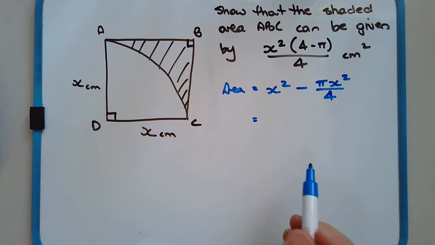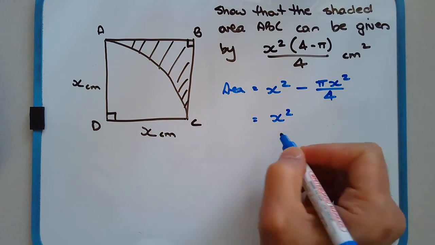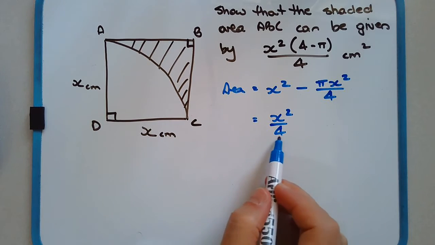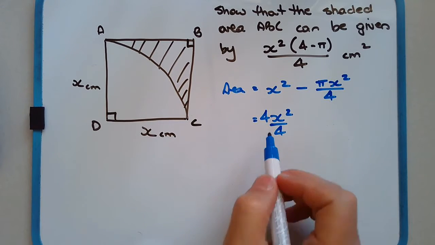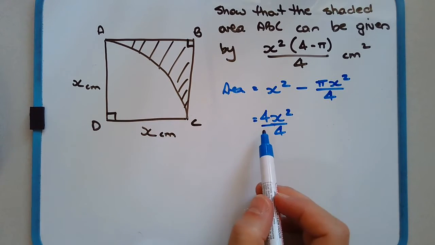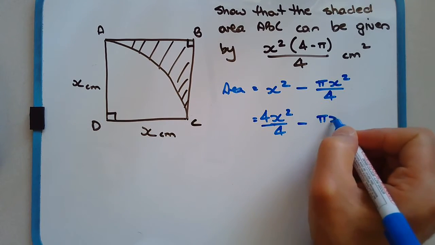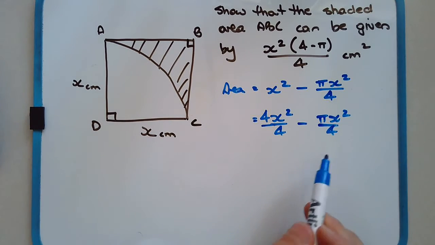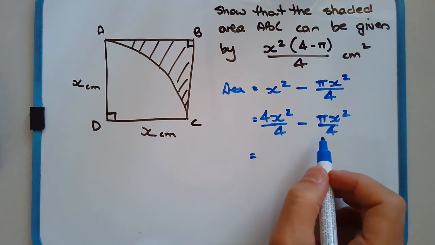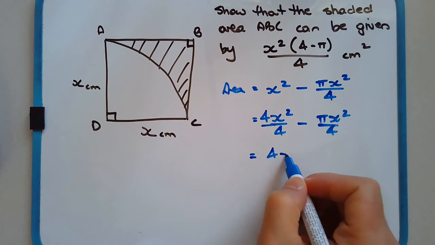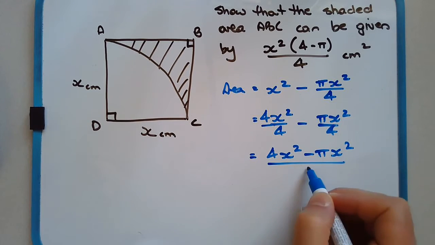The way we're going to do that is we need common denominators. So x squared, if you put that over 4, you've divided it by 4, but you have to compensate for that by multiplying it by 4. So x squared is really the same as 4x squared over 4, since the 4s cancel, minus pi x squared over 4. So we now have a common denominator of 4. Let's now combine the two fractions into a single fraction. So we have 4x squared minus pi x squared all over 4.